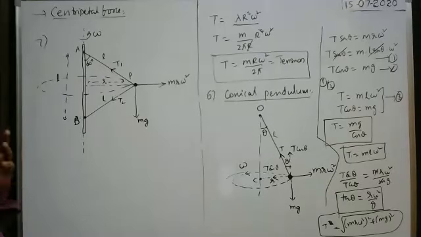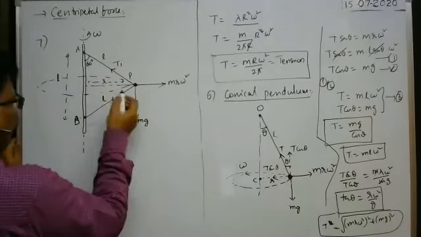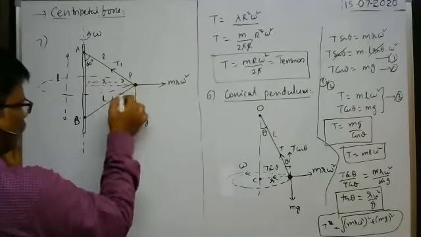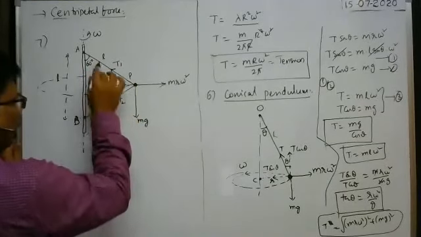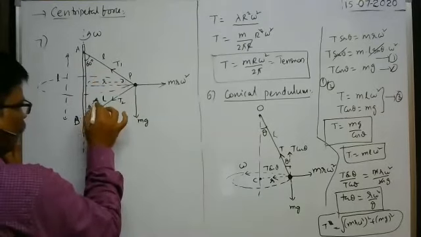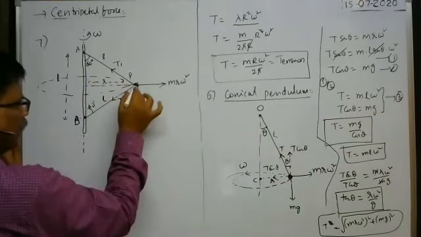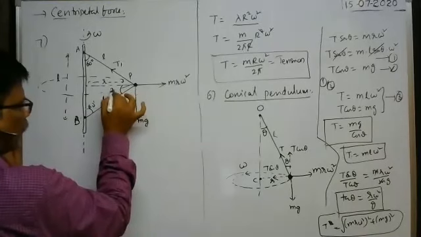Okay, now suppose it is 60, definitely it is 60, because it is L, it is L, it is L, so it is an equilateral triangle. So this angle is 60, this is 60, it is 60, but it is a bisector now, that's why this angle is equal to 30 degrees.